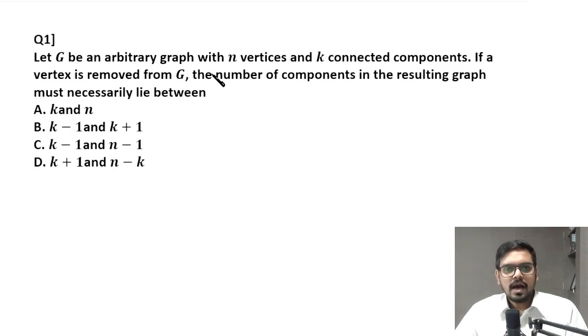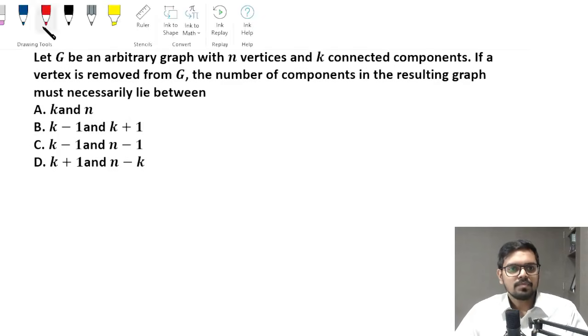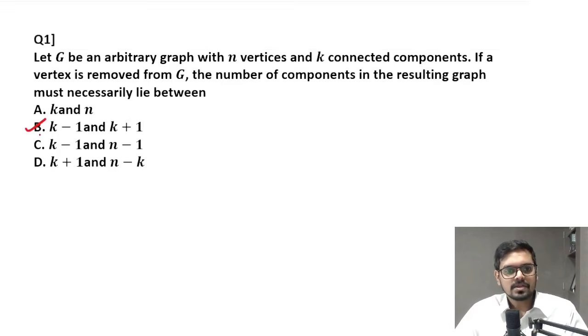Let G be an arbitrary graph with n vertices and k connected components. If a vertex is removed from the graph, the number of components in the resulting graph must necessarily lie between which of these ranges? We have different options: k to n, k minus 1 to k plus 1, k minus 1 to n minus 1, k plus 1 to n minus k. Pause the video and try, then look at my solution. I hope you have tried and you have said option B. That is what I expected.